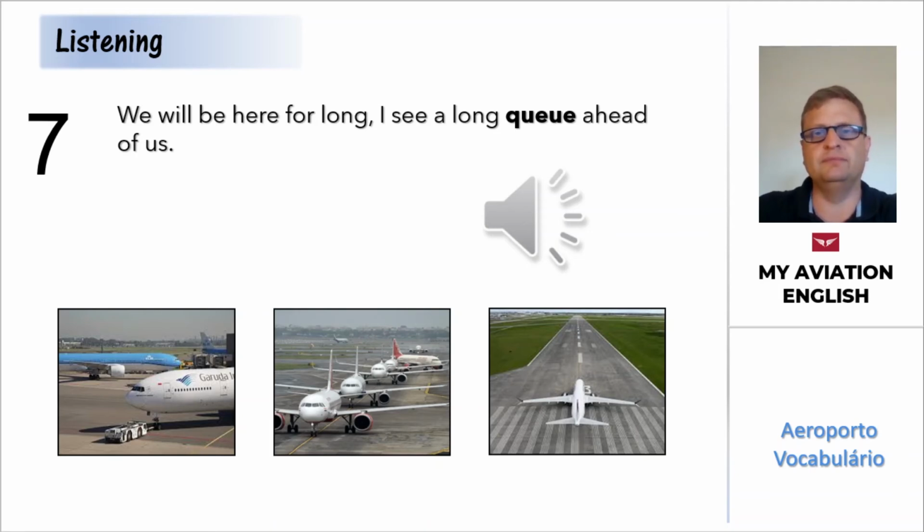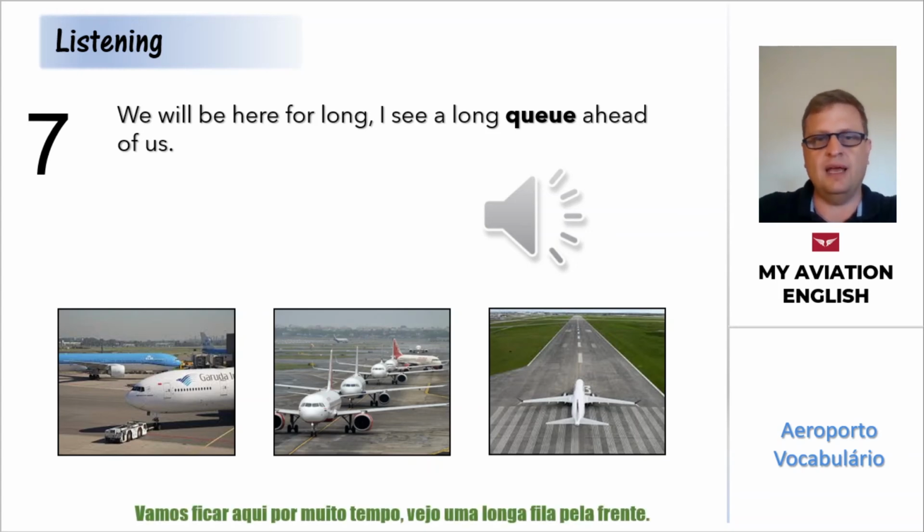For long. I see a long queue ahead of us. Eu vejo uma longa fila na nossa frente. Ou seja, I see a long queue. Vejo uma longa fila. Ahead of us. Ahead, né? É à frente, ok? Ahead. Novamente aparece a cabeça, o head, tá? Ahead, à frente. A long queue ahead of us. É a segunda opção, né? É a segunda opção. There is a long queue of aircraft waiting for takeoff.